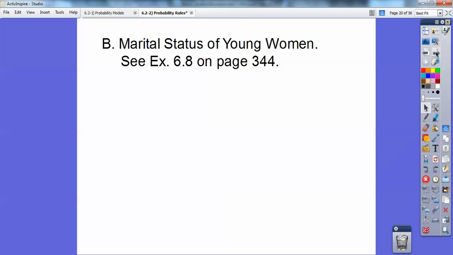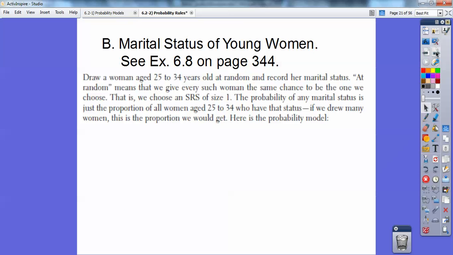Okay. So marital status of young women. And this is example 6.8 on page 344. So draw a woman at age 25 to 34 years old at random and record her marital status. At random just means that everybody gets an equal chance to be picked. That is, if we choose an SRS of size 1, everybody has the same chance of getting picked. Okay, the probability of a marital status is just the proportion of all women aged 25 to 34 who have that status. So if we draw many women, then this proportion is what they would get. I don't know where these numbers came from, but this is what they got.